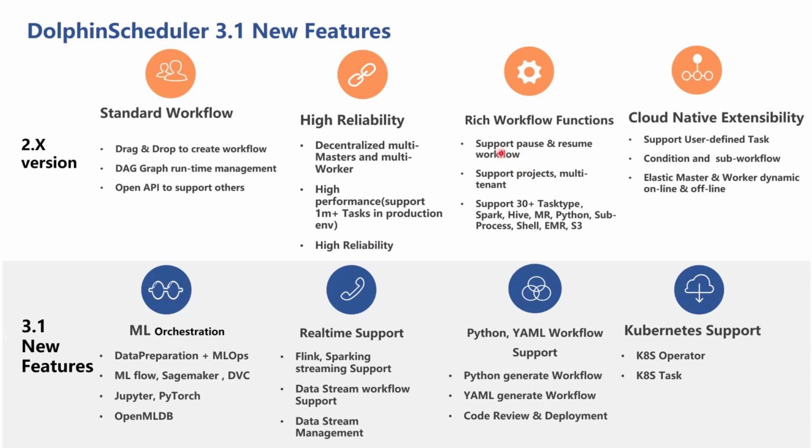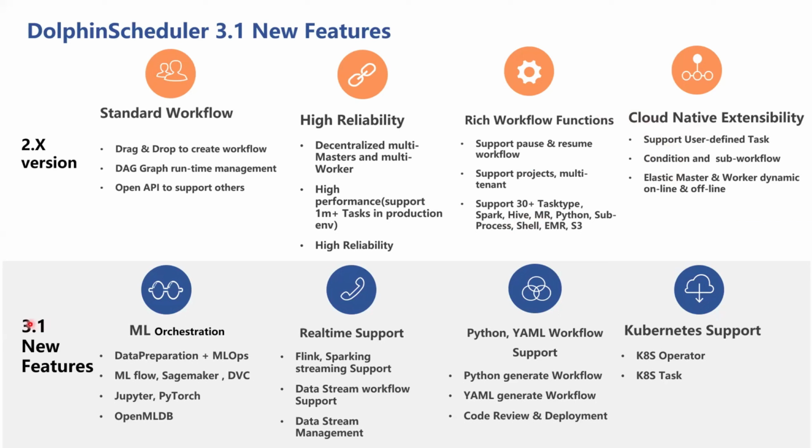The third one is rich workflow functions. You can pause and resume any sub-workflow in a workflow, and also the entire workflow. We also natively support multi-tenant projects, and we have 30+ task types. This is one of the major benefits: you can find almost, I think, 90% of the commonly used big data processing and machine learning processing in the open source community. We are now supporting 2.x, and we support the cloud native extensions.